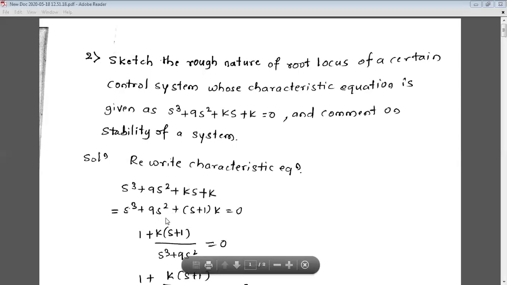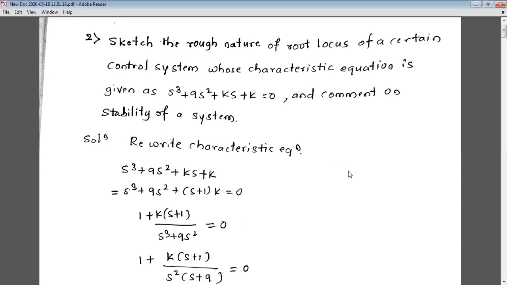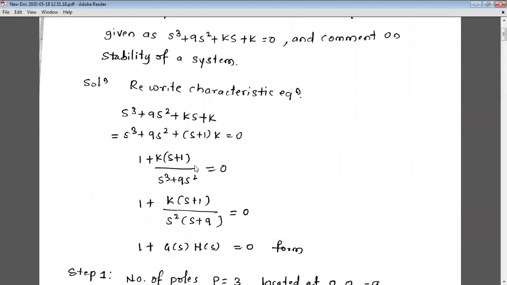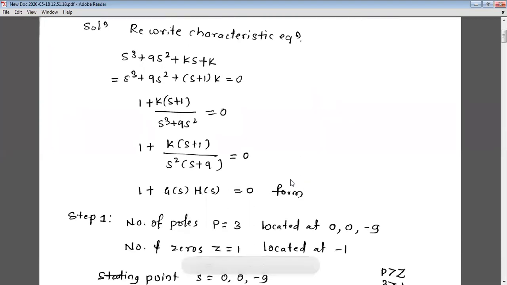If I divide by s^3 + 9s^2, that becomes 1 + K(s + 1) divided by s^2(s + 9) = 0, right? This is of the standard form 1 + G(s)H(s) = 0. So now we need to identify the poles and zeros in this given transfer function.